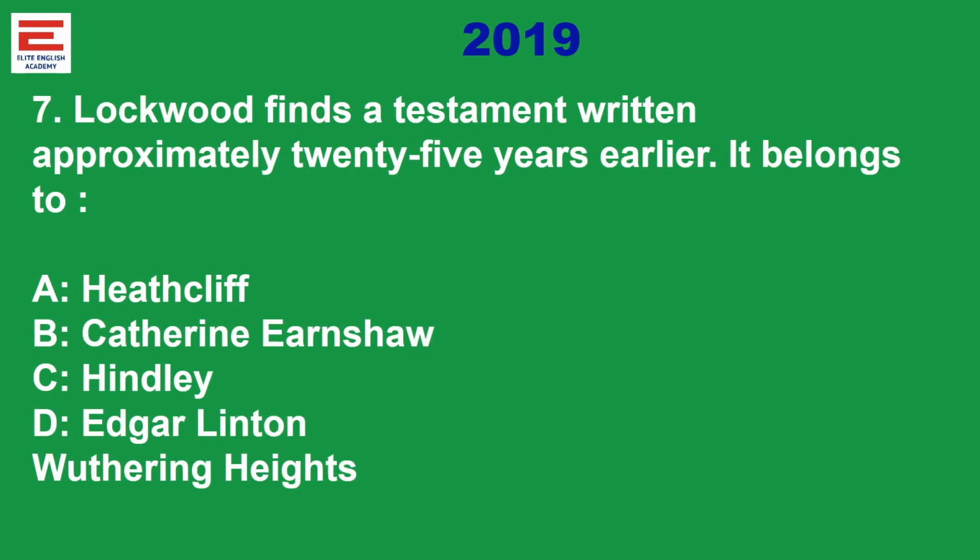2019 last question. Lockwood finds a testament written approximately 25 years earlier. It belongs to Heathcliff, Catherine Earnshaw, Hindley, Edgar Linton. So it is part of Wuthering Heights. So here Catherine Earnshaw and Heathcliff, the seniors, were in love. Later, the junior finds out her diary. Here the misleading word is testament.